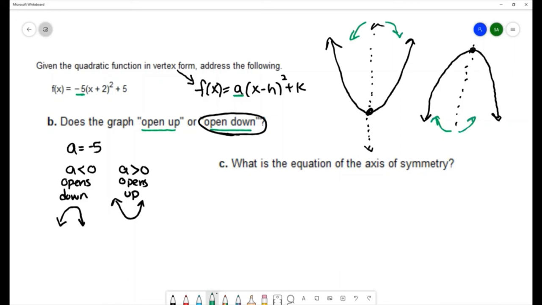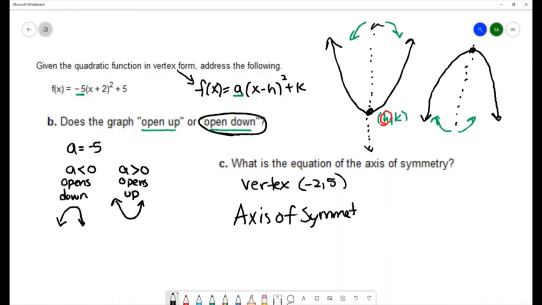So if we remember, our vertex is the ordered pair (h, k), and our axis of symmetry is a vertical line passing through that vertex. So we're going to be able to use the x-coordinate of the vertex to identify the axis of symmetry. From earlier, we found that the vertex was the ordered pair (-2, 5). So our axis of symmetry is the vertical line x = -2.